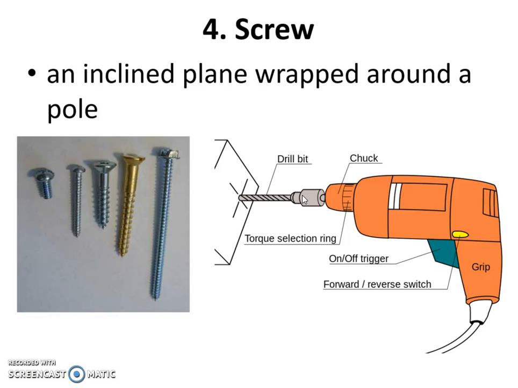All right, the fourth one we're going to talk about is a screw. This is an inclined plane wrapped around a pole. If you remember talking about an inclined plane, it goes from a lower point to a higher point. If you were to follow the screw all the way up, you will see that it goes from a lower level to a higher level. What screws help us do is keep things together. It's a lot more useful for keeping things together than, let's say, a nail, which we're going to talk about next.